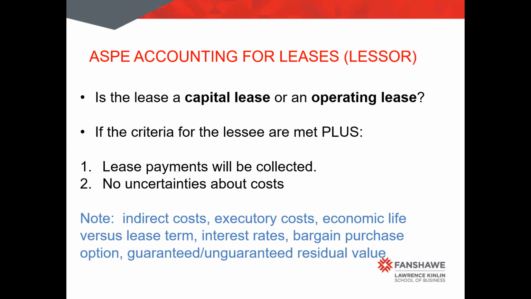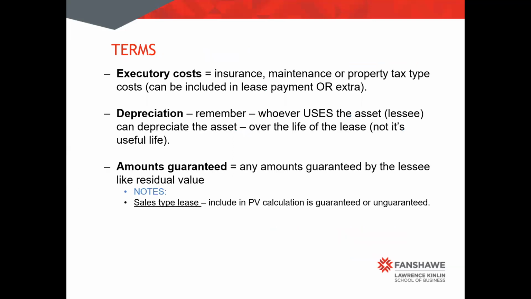Some of the definitions in this chapter, the first one being executory costs. So that's any costs that are required to be paid to maintain this asset. So it's not just the cost of the lease. Sometimes there's insurance that's required within a lease. Sometimes there's maintenance costs that you pay over the lifetime. And those are all considered part of executory costs. Sometimes they're included in lease payments. Sometimes they're in addition to lease payments. You need to watch out for those terms in a lease.